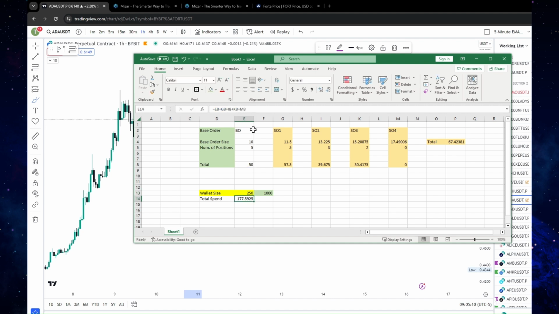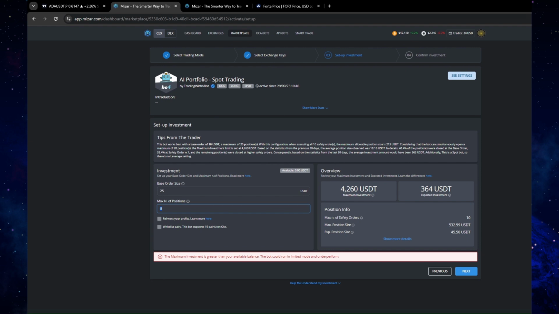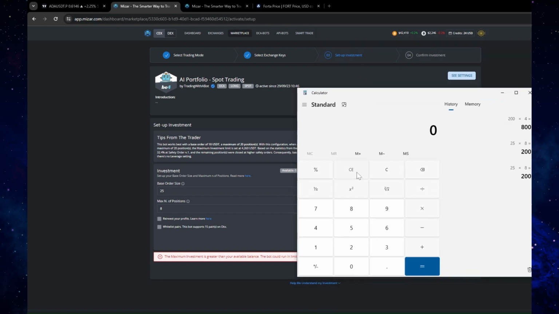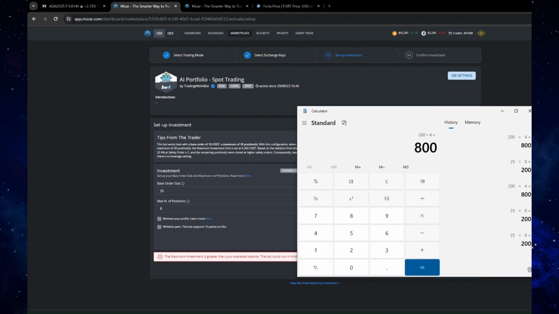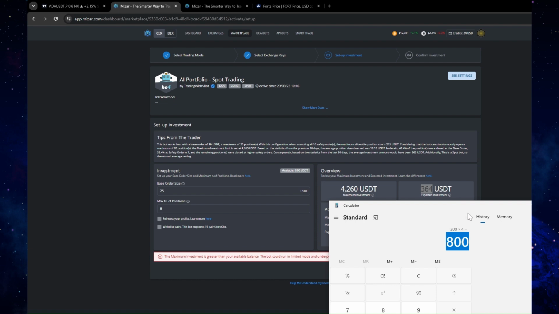And in fact, this type of math, this type of calculation is probably better than what Mizar suggests. Because here, Mizar suggests, well, your expected investment is 364. And if we use my methodology, I would say take 25 USDT per position, multiply by 8 positions. I have 200 as my base investment, and multiply this by 4. Well, I think 800 USDT as the wallet size would be appropriate for this, not 364.